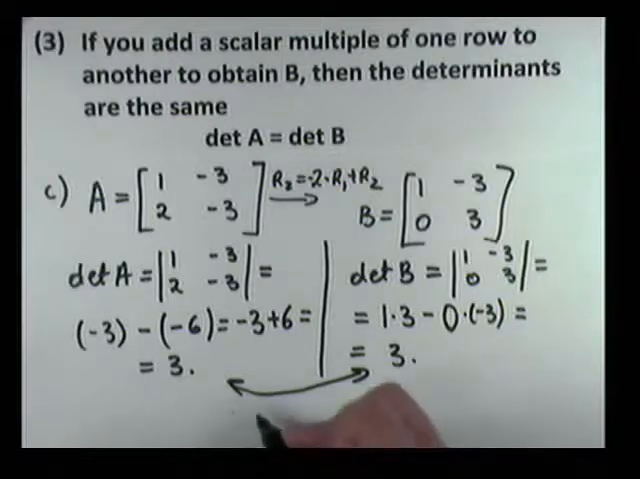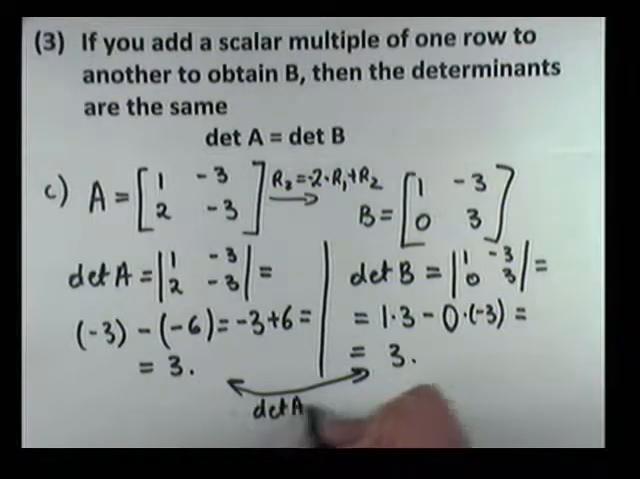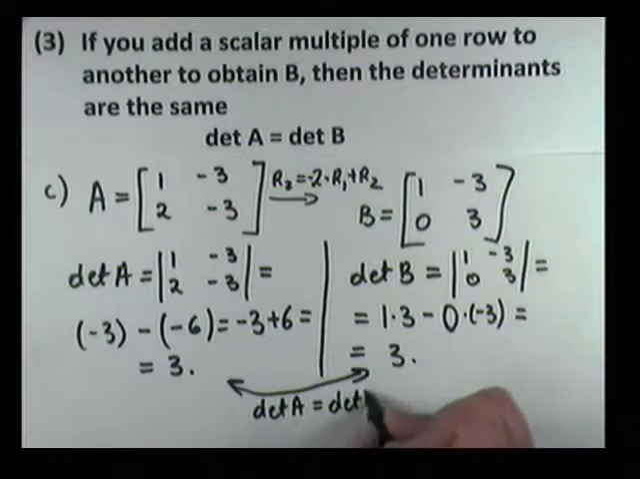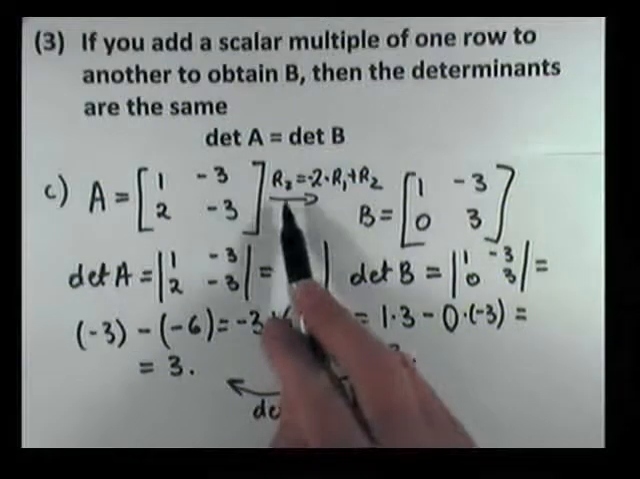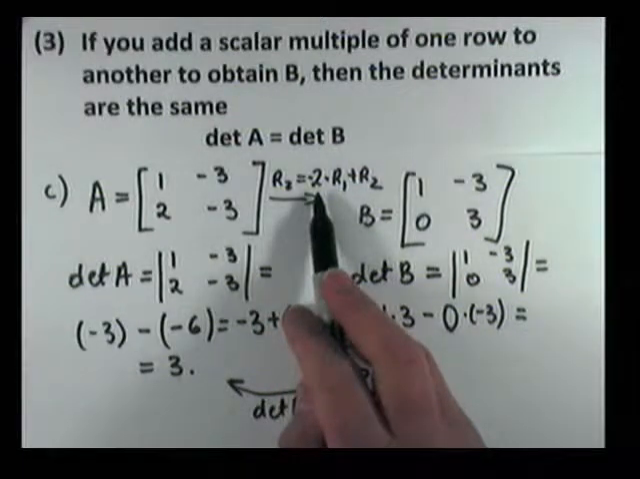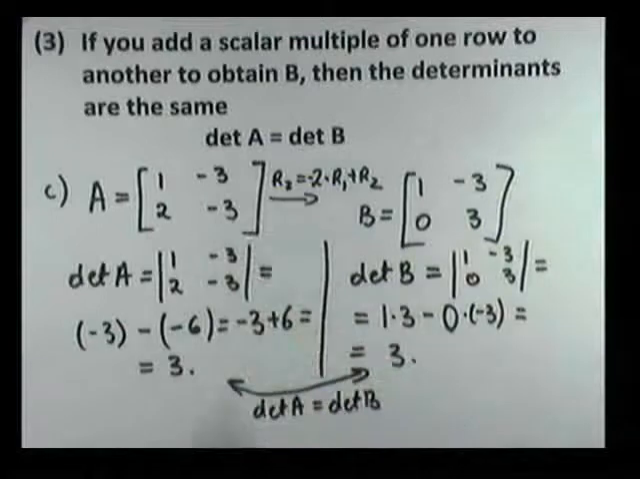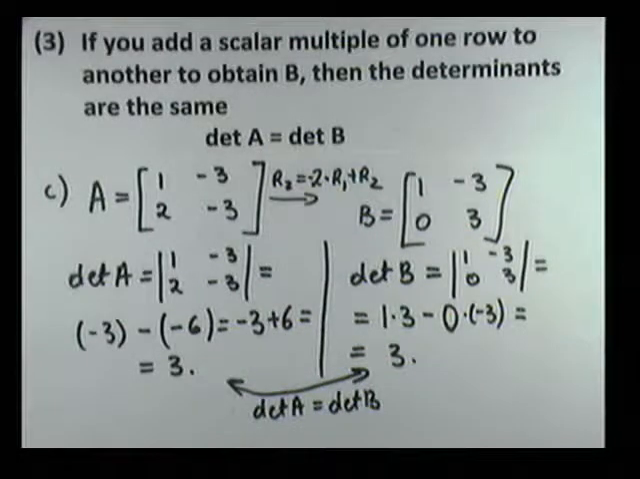Determinant of A is equal to determinant of B. So if you add a scalar multiple of one row to another row, the resulting determinants are the same. The determinants do not change.